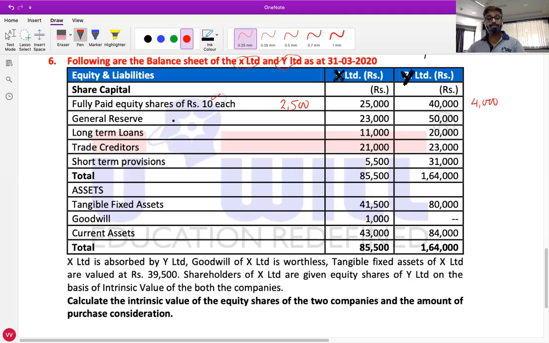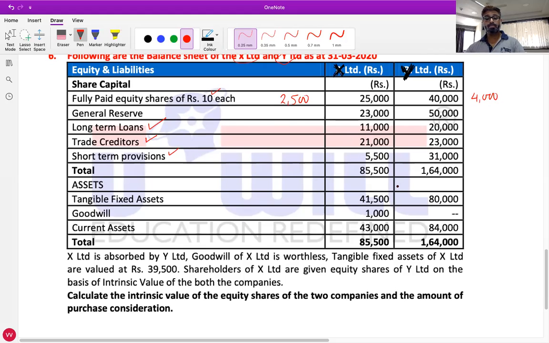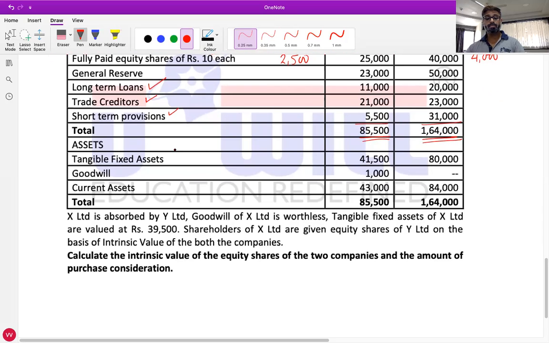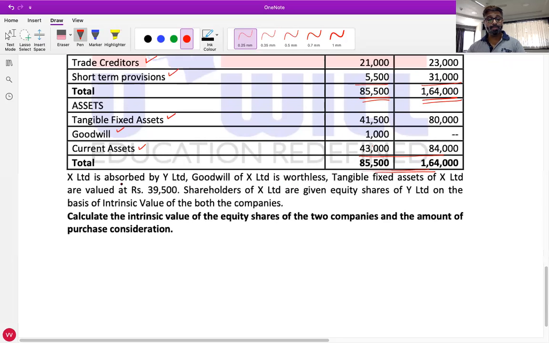Further? General reserve 23,000, 50,000. Long-term loans 11,000, 20,000. Trade creditors 21,000, 23,000. Short-term provision 5,500, 31,000. Total 85,500, 1,64,000. Assets, tangible fixed asset 41,500, 80,000. Goodwill 1,000. Current asset 43,000, 84,000. Total 85,500, 1,64,000. Yes. Okay, further.